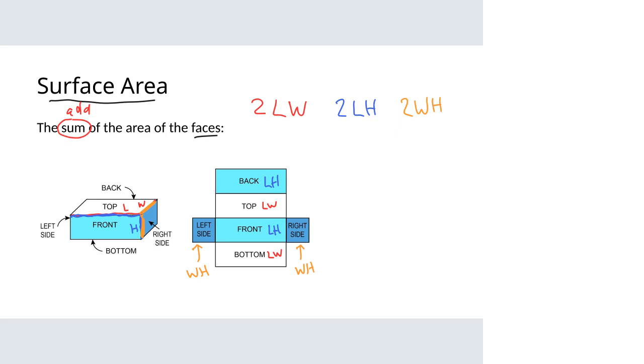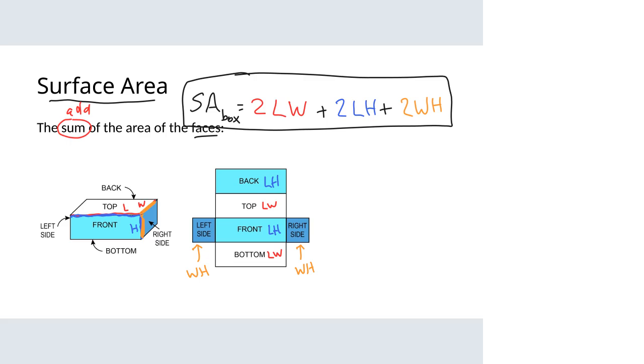And so when I want the surface area of this, the area of all 6 sides added up, I'm going to have 2 length times width. That's my top and bottom. 2 times length times height. That's my front and back. And then 2 times width times height. That's my left and right. And I'm just going to add all those together. And that's going to be the surface area of a box.